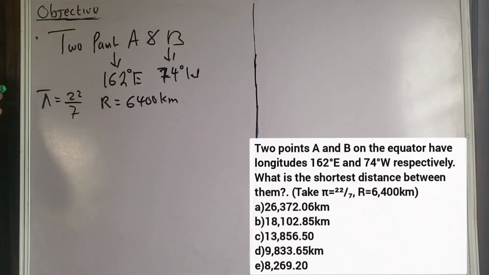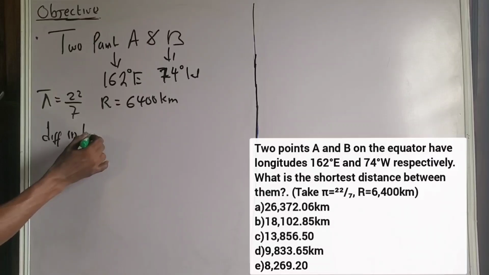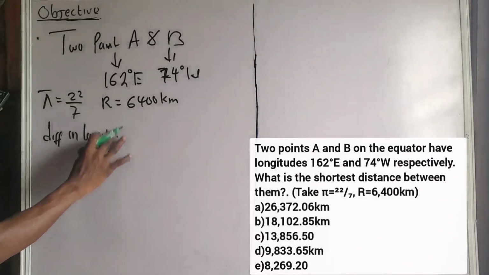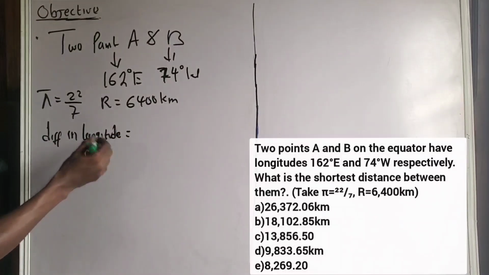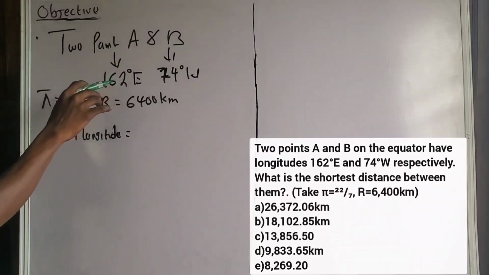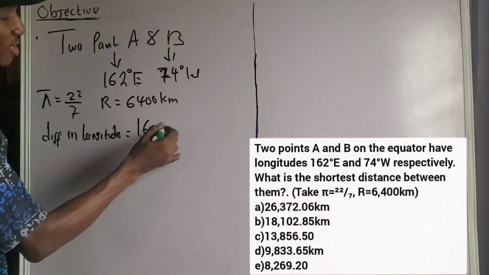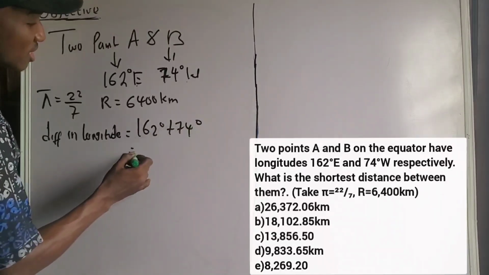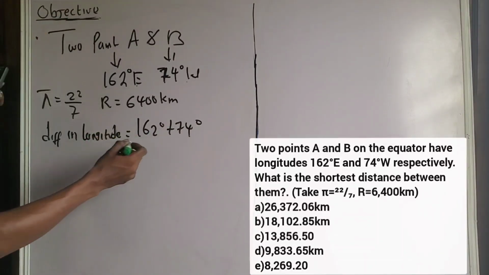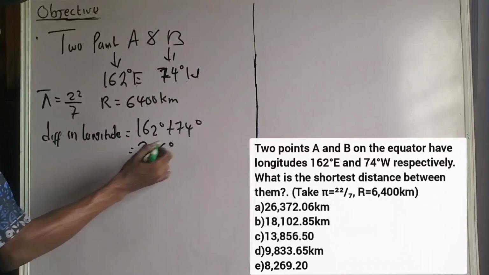to calculate the difference in longitude. Because the points are in opposite directions, this is east and this is west, you are going to add the degrees together. 162 degrees plus 74 degrees. If you add this together, you are going to have 236 degrees.